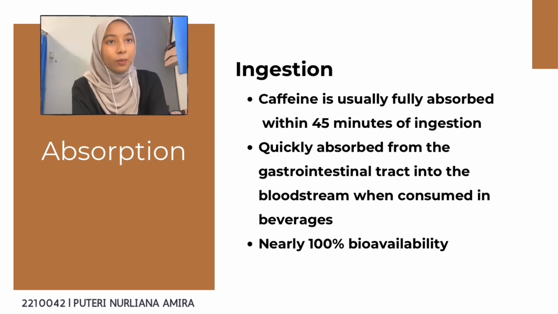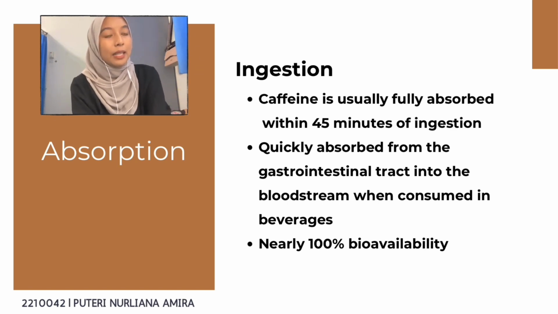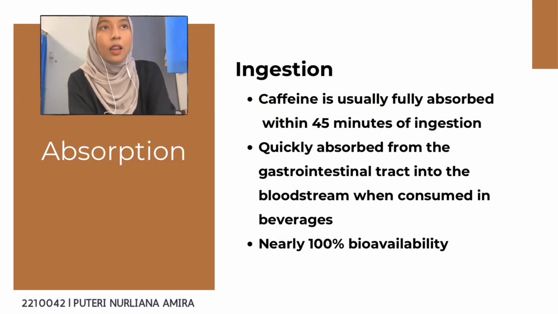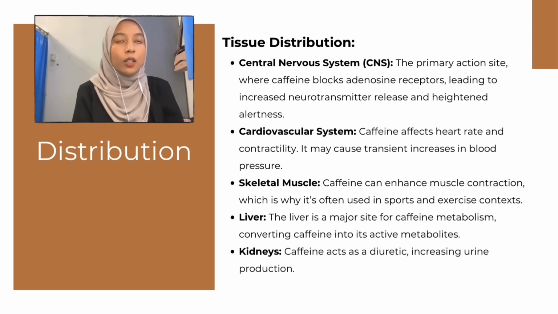Next, we will move on to the absorption of caffeine. So when we consume coffee orally, it will travel to the stomach. And caffeine is usually absorbed mainly in the small intestine, with a small portion absorbed in the stomach. The absorption occurs primarily through passive diffusion due to caffeine's lipophilicity and small molecular size. The absorption is rapid, with peak plasma concentrations typically occurring within 30 to 45 minutes after ingestion, and it has nearly 100% bioavailability. After entering the bloodstream, caffeine can be distributed into various tissues.